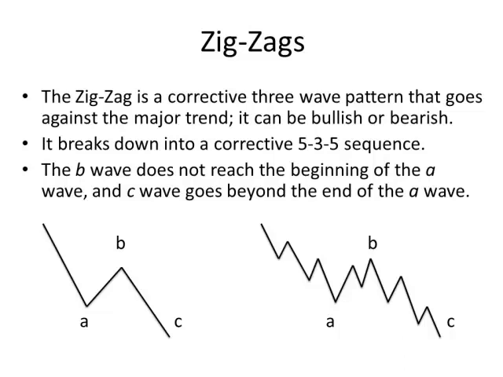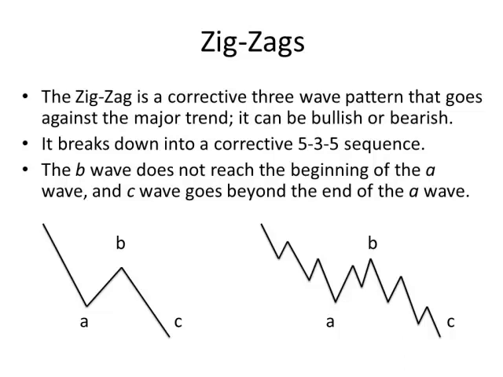The other thing to note is that the B wave does not reach the beginning of the A wave. If you look at the picture, we see the A wave from the top of the A wave to the bottom of the A wave. The top of the B wave does not reach where the A wave started. And the C wave goes beyond the end of the A wave. Just look at the picture on the left here. The C wave falls below the end of the A wave.